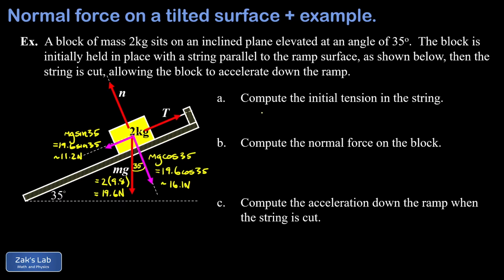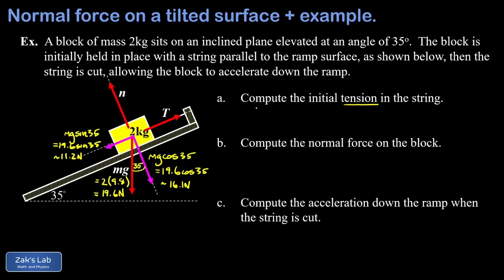ramp. Now to solve the problem, we're just applying Newton's second law in the parallel and perpendicular directions. And part A is a parallel question. I'm asked for the tension in the string, and that tension is exerted in the parallel direction. And the block isn't moving at all because it's held in place by this string. So qualitatively, we can just say that the forces balance in the parallel direction.